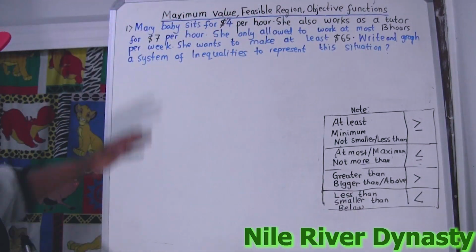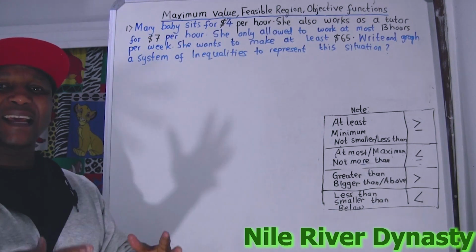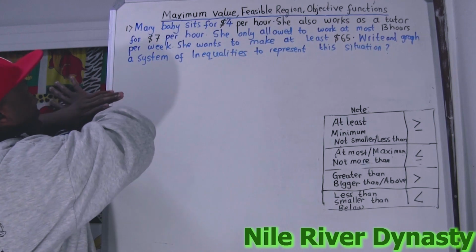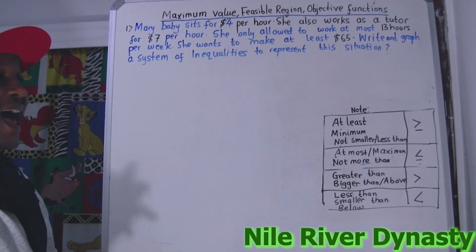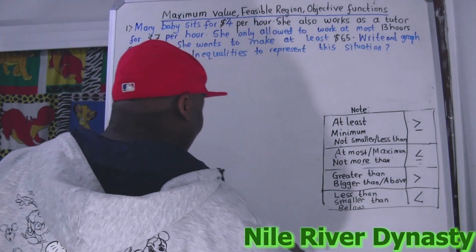So now let's get to the question. Maximum value, feasible region, objective function. This is more of the linear programming mathematics. They give you the problem, and then you have to extract the information and create the algebraic inequality, the mathematical expression. Now let's go.